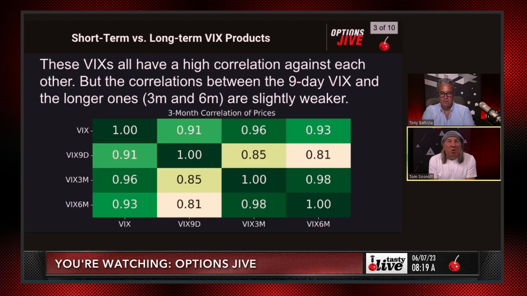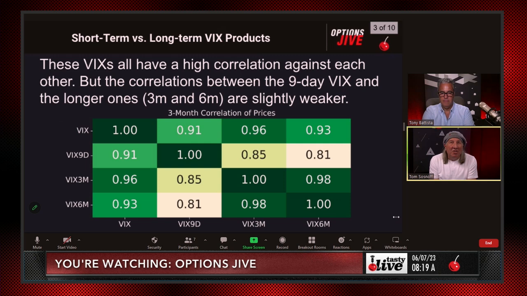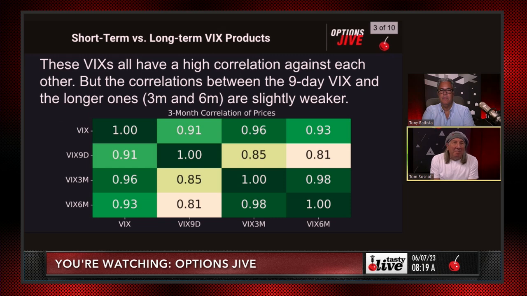So these VIXs all have a high correlation against each other, but the correlations between the 9-day VIX and the longer ones, 3 and 6 months, are slightly weaker. And you can see that here. I mean, the VIX is going to have, with respect to the 9-day, a really tight correlation. But once you get out, and you look at the 0.81 and 0.85, that's when you start to compare the 9-day to the 3-month and the 6-month.